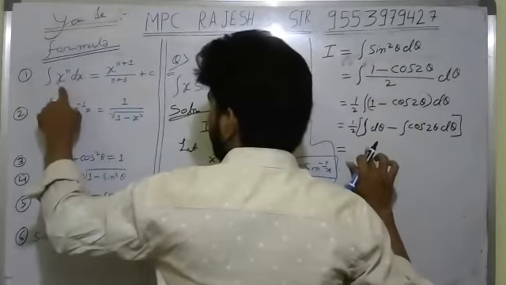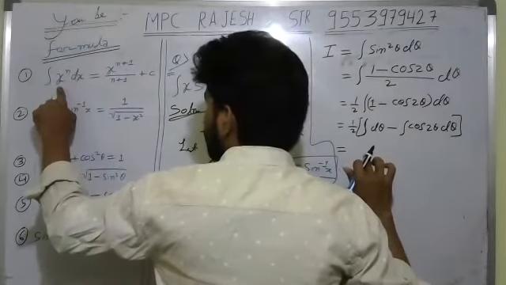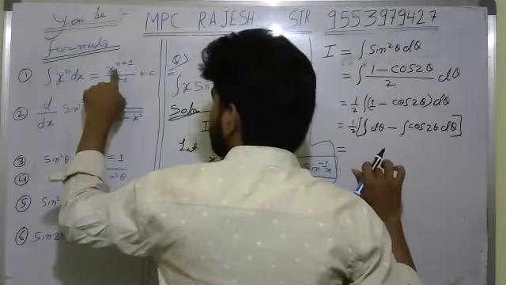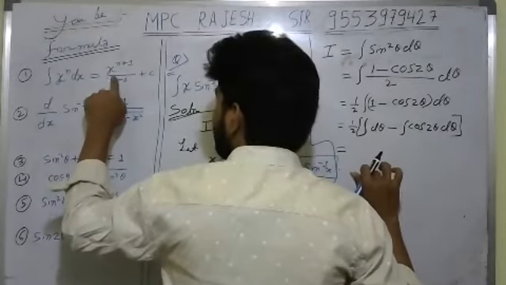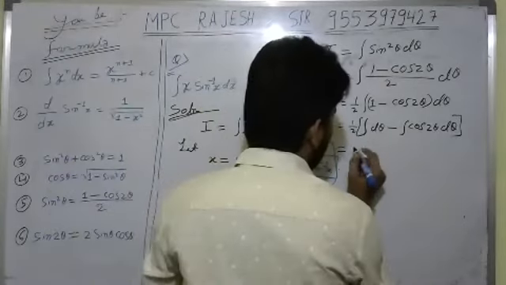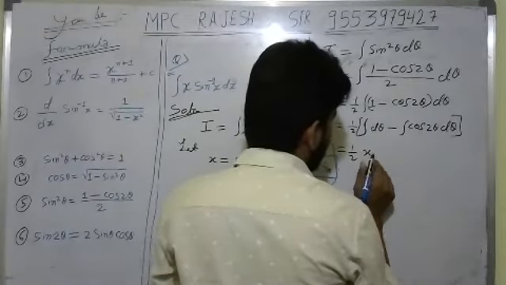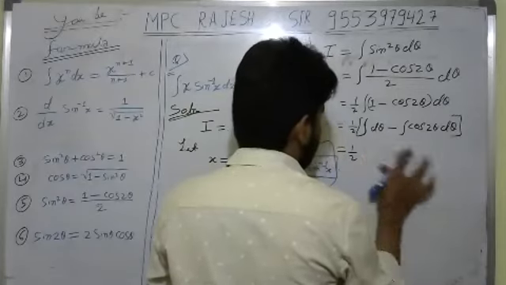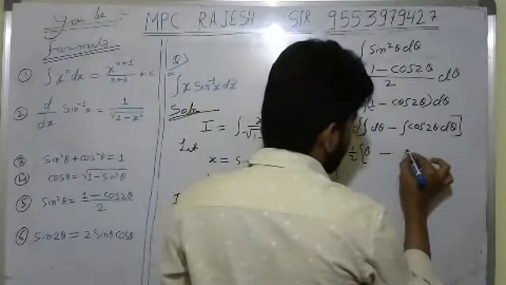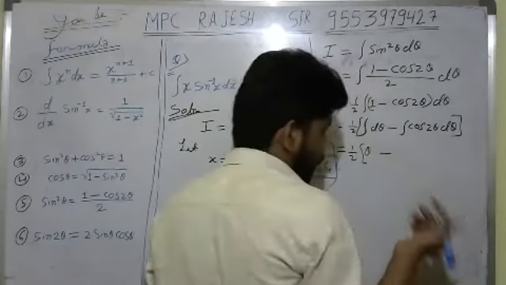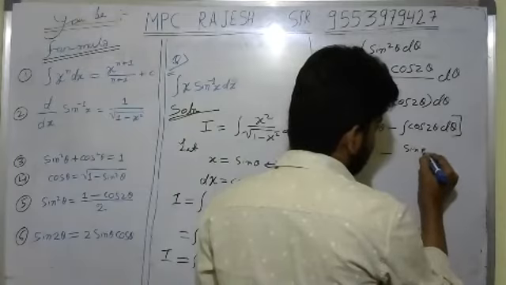If x to the power 0, nothing but 1, so we can write x to the power 0 plus 1 by 0 plus 1, nothing but x to the power 1 by 1, nothing but x. So 1 by 2, here theta means theta will come. Theta minus cos theta, we can write. Integration of cos theta will become sin theta.